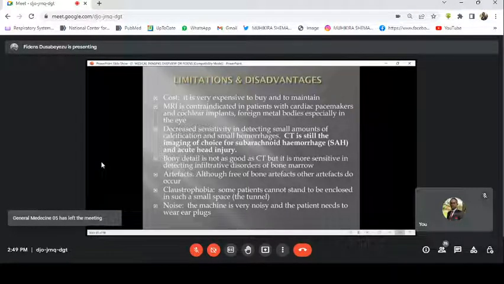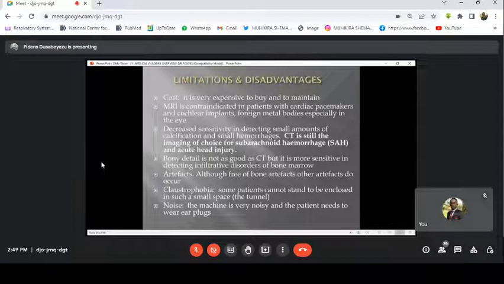MRI is contraindicated in patients with cardiac pacemaker. Any other metal structure and metal component in the body, MRI is contraindicated because it uses magnet.